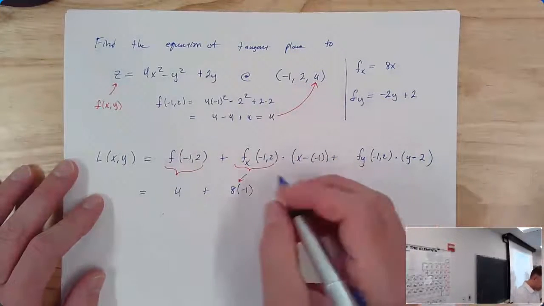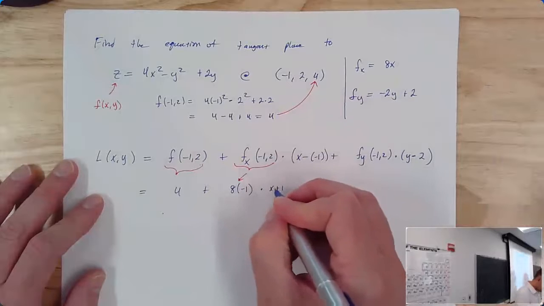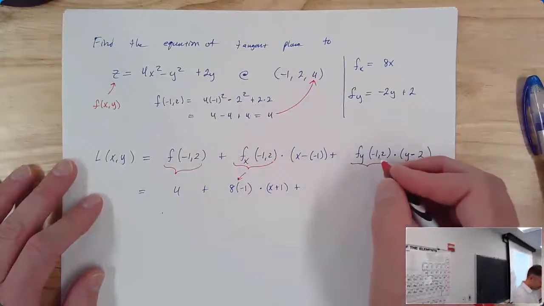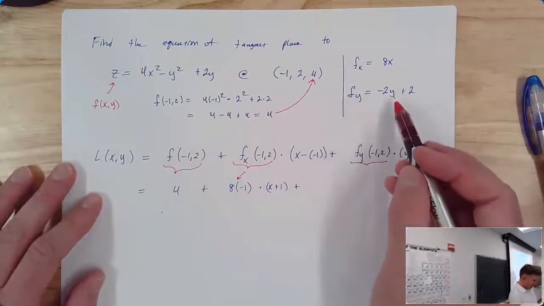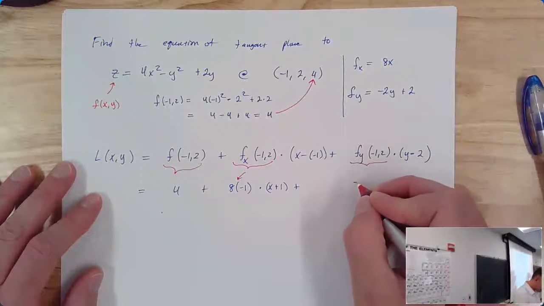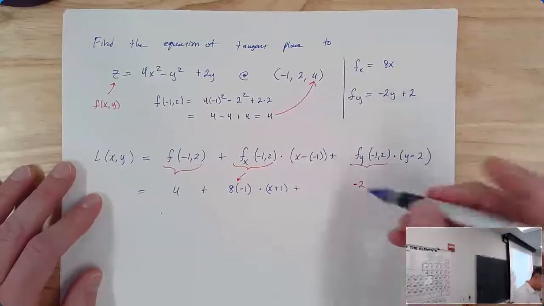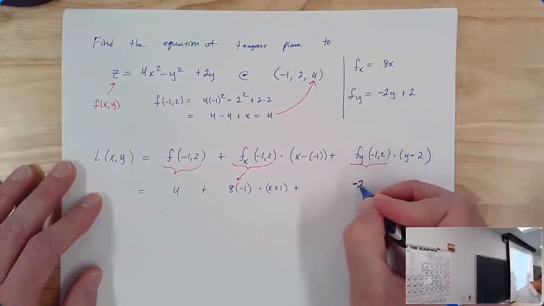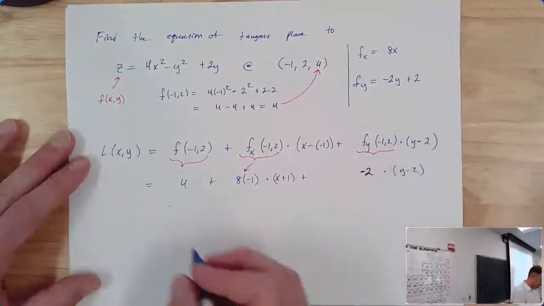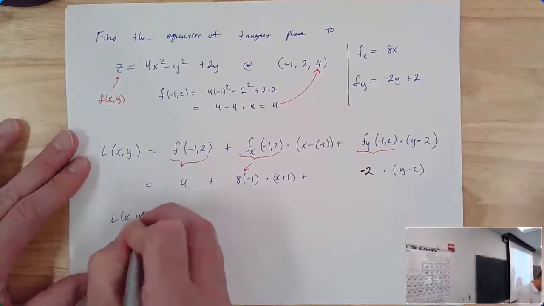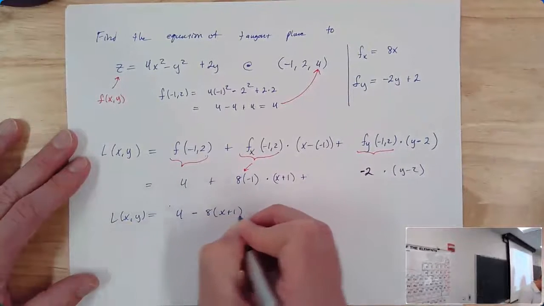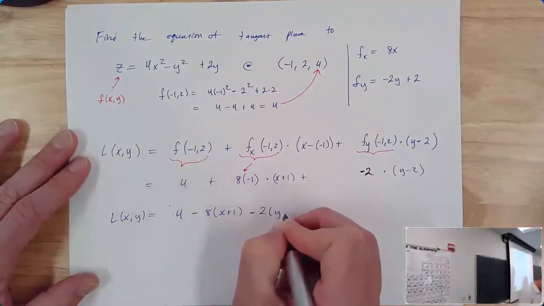And I still have x plus 1 over here. Plus, same idea. If I plug in -1, 2 to f_y, well, I'm just plugging in the 2 for y and getting -4 plus 2. That's going to be -2. Oops, I might write that in red. Sorry. Times the y minus 2. And that's kind of it. My linearization at x comma y is 4 minus 8 times x plus 1 minus 2 times y minus 2.